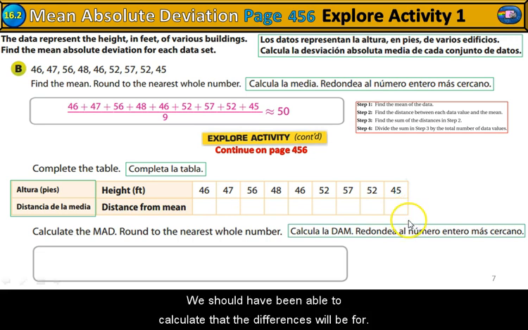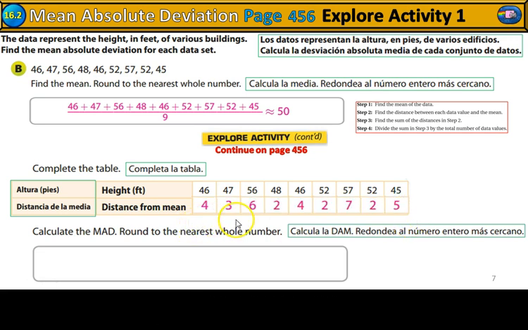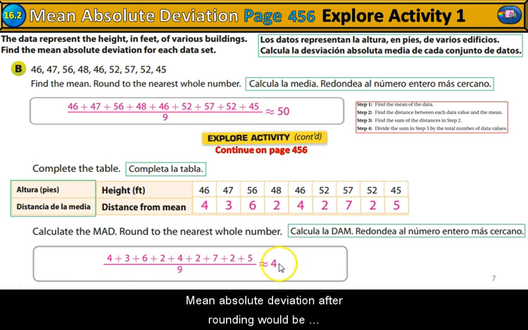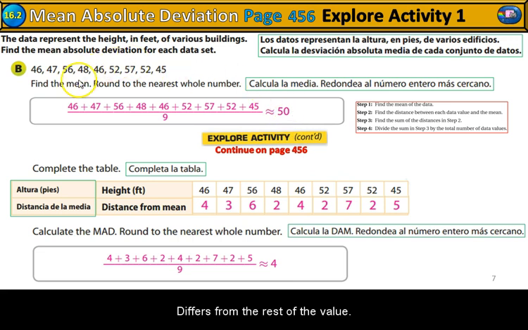We should have been able to calculate that the differences would be 4, 3, 6, 2, 4, 2, 7, 2, and 5. From here, we must find the mean of those differences. We should have added all those up and then proceeded to divide by 9. In this case, our total mean absolute deviation after rounding would be approximately 4. You've just figured out how to find mean absolute deviation. Remember, mean absolute deviation is just the average difference for which the mean differs from the rest of the values.